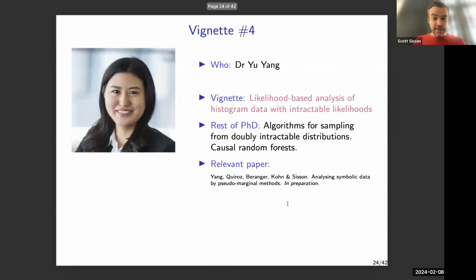Okay, that's all the theory I'm going to give you. You can wake up on that. The fourth vignette is from Dr. Yu Yang. She graduated last year. Yu, again, was focused on likelihood-based inference, and in fact, she was primarily focusing on random rectangle distributions, which is basically a histogram with 1 bin, and I'll show you a picture of that in a second.